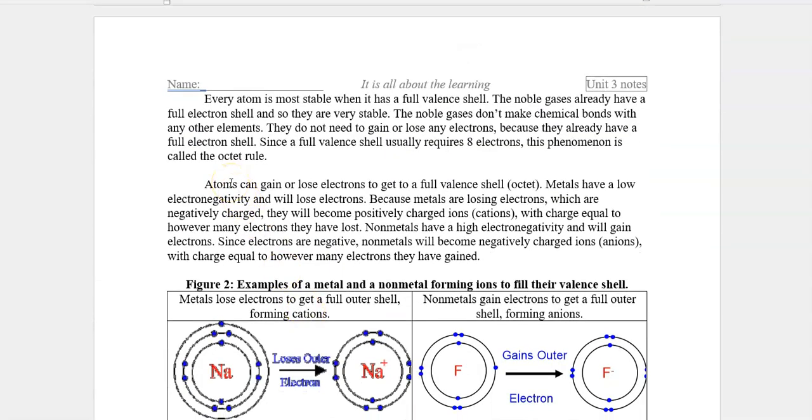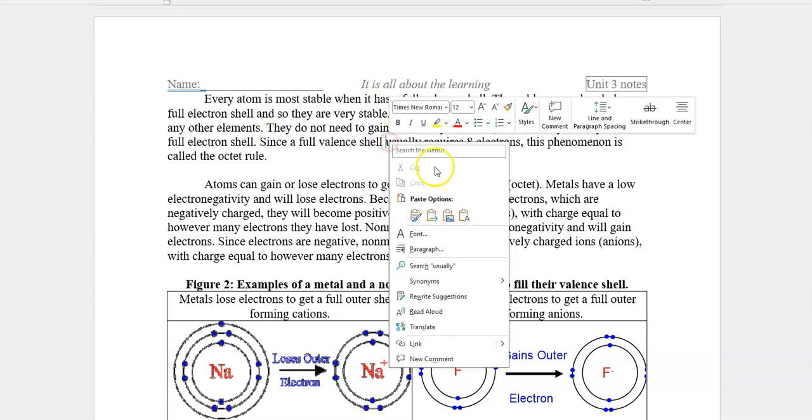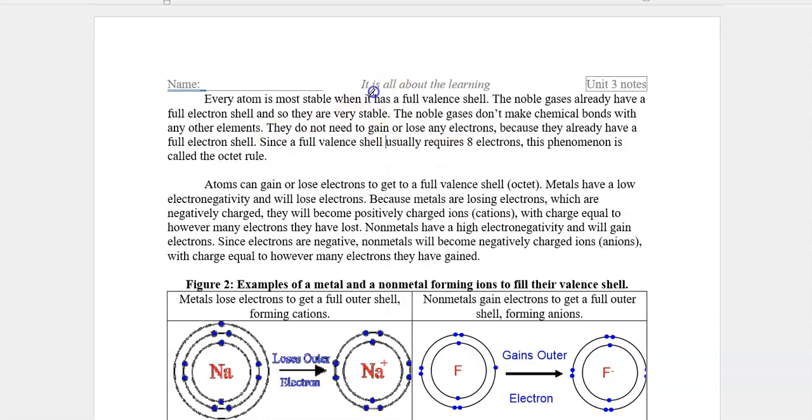Alright. Every atom is most stable when it has a full valence shell. The noble gases already have a full electron shell, and so they are very stable. The noble gases don't make chemical bonds with any other elements. They do not need to gain or lose any electrons because they already have a full electron shell. Since a full valence shell usually requires 8 electrons, this phenomenon is called the octet rule.